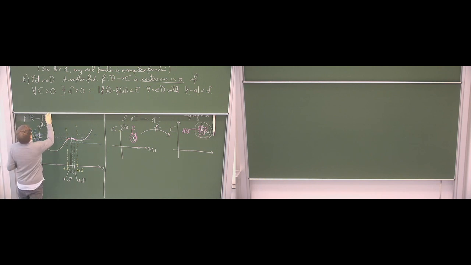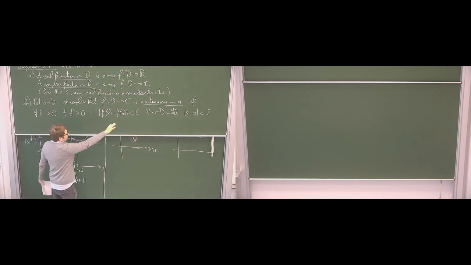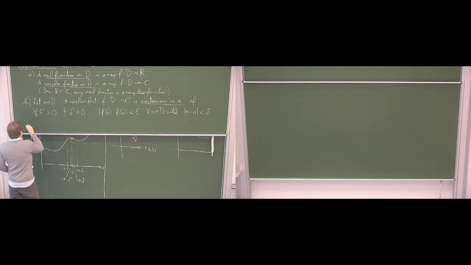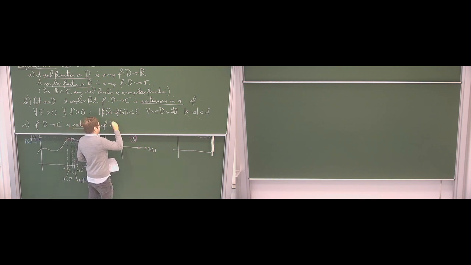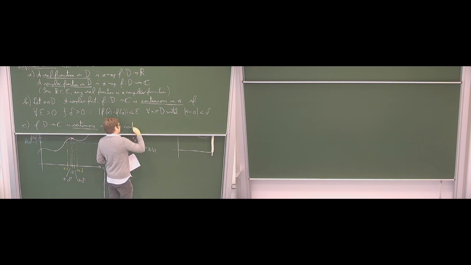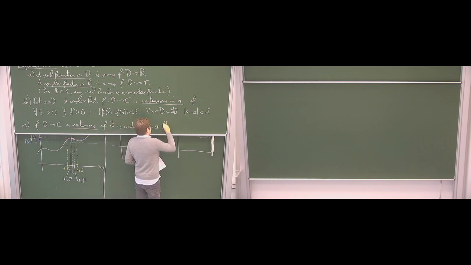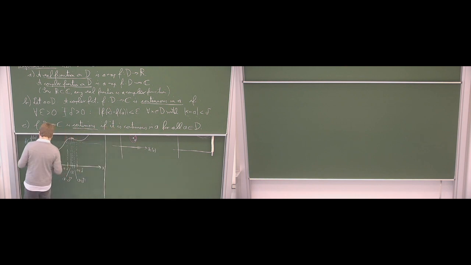And a third part of this definition, so we said this is continuity in a point A, and more generally we call a function just continuous if it's continuous in every point. So f from D to C is continuous if it is continuous in A for all A in the domain. This is what we call a continuous function.